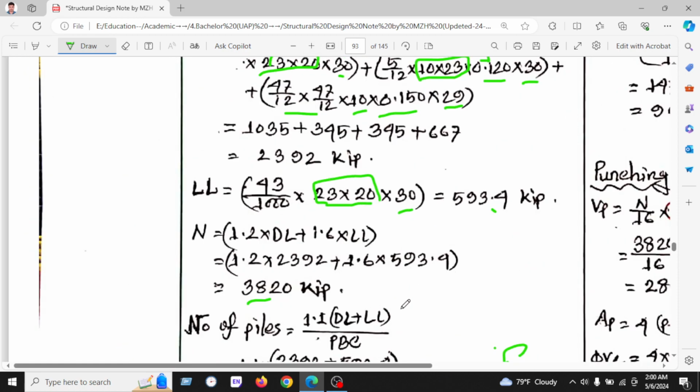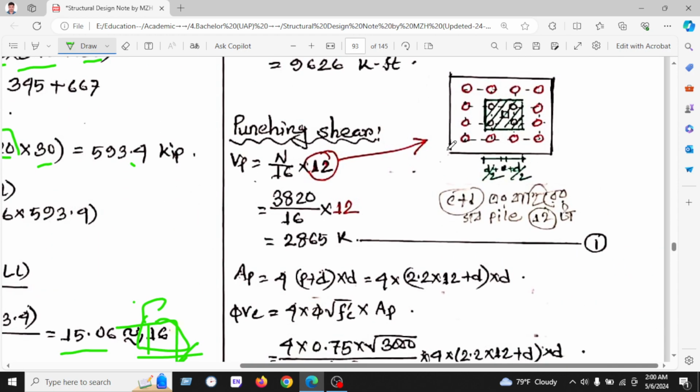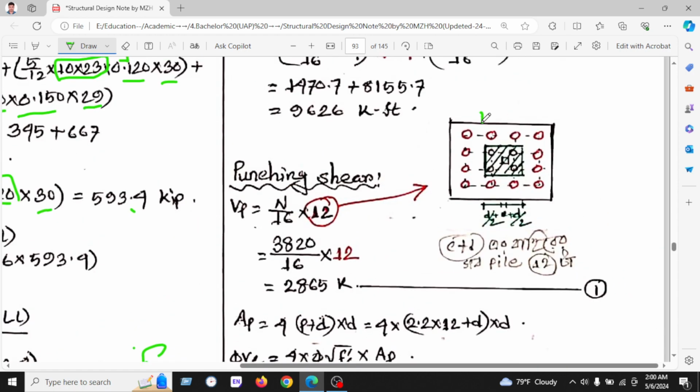As we know, the punching of the pile cap is c plus d. Here it is d by 2 plus c, the column, plus d by 2. So we have called it here c plus d.